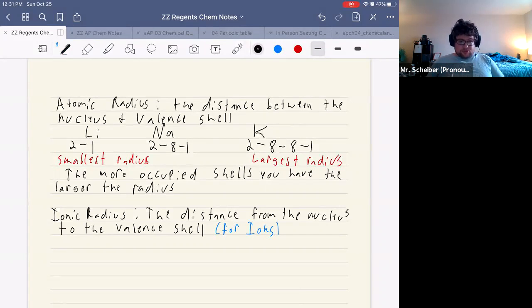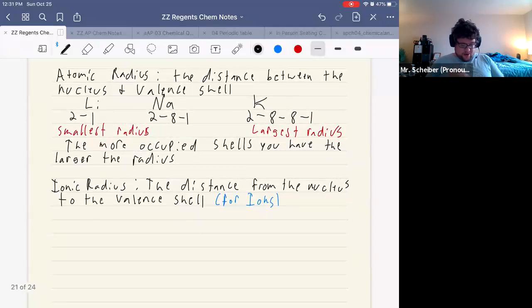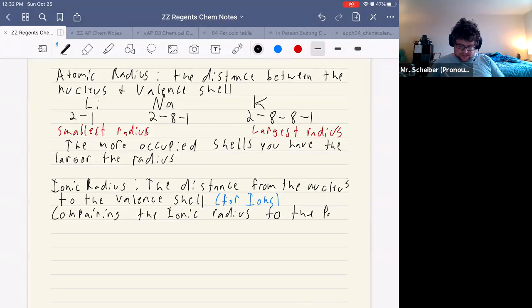And really, what we're trying to do is compare the ionic radius to the parent atom's radius. What do I mean by parent atom? Literally, the parent atom is the original atom.